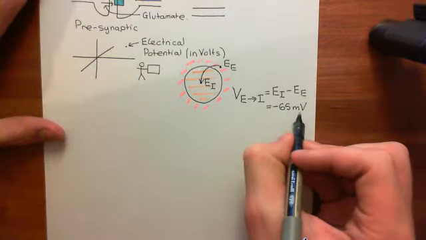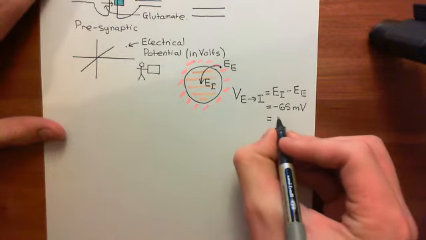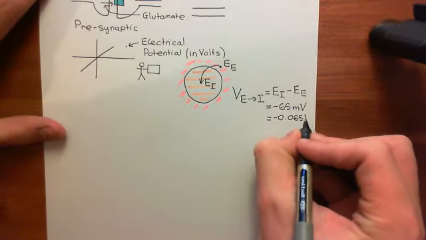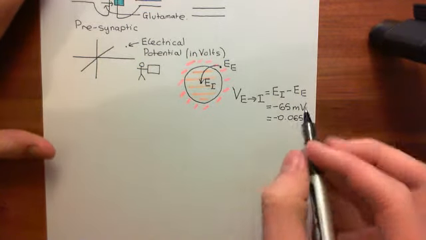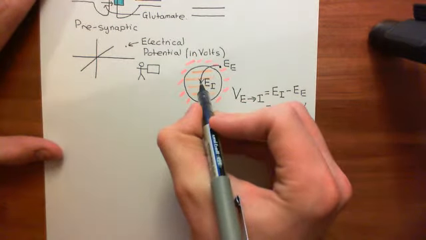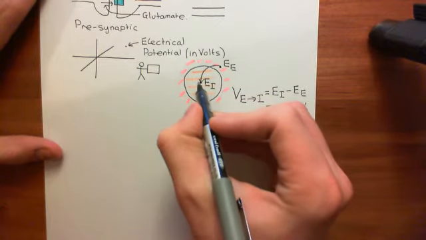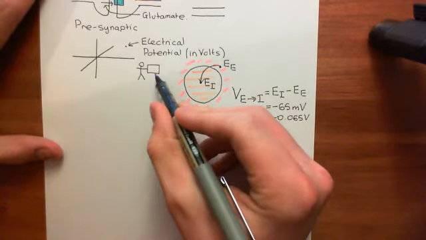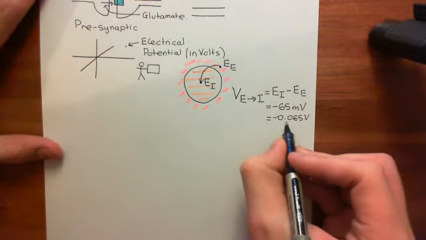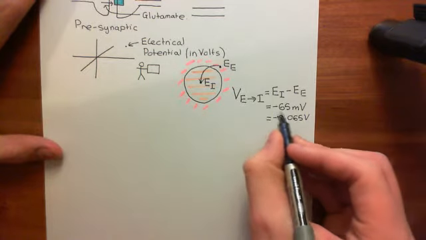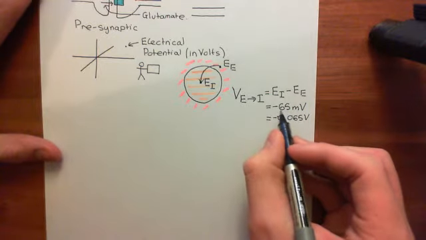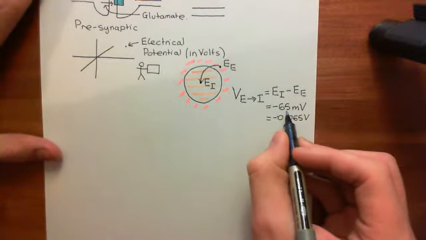Now, millivolt just means a thousandth of a volt, so if you like, you can replace this with negative 0.065 volts, and it means the same thing. So what this means is that if the little man was to move from extracellular to intracellular, the electrical potential shown on the screen of his machine would change by negative 0.065 volts or negative 65 millivolts. So the number on his screen would go down by 65 millivolts.